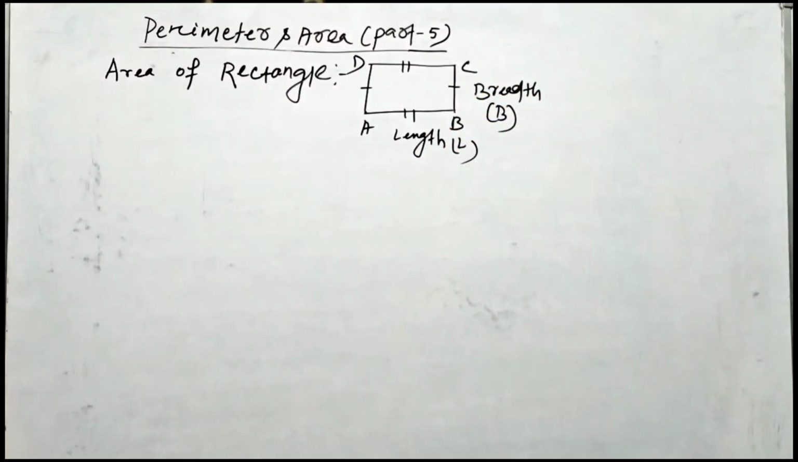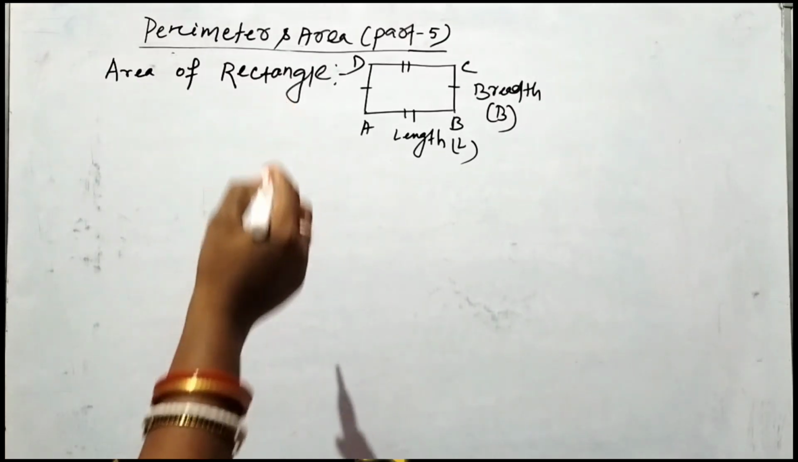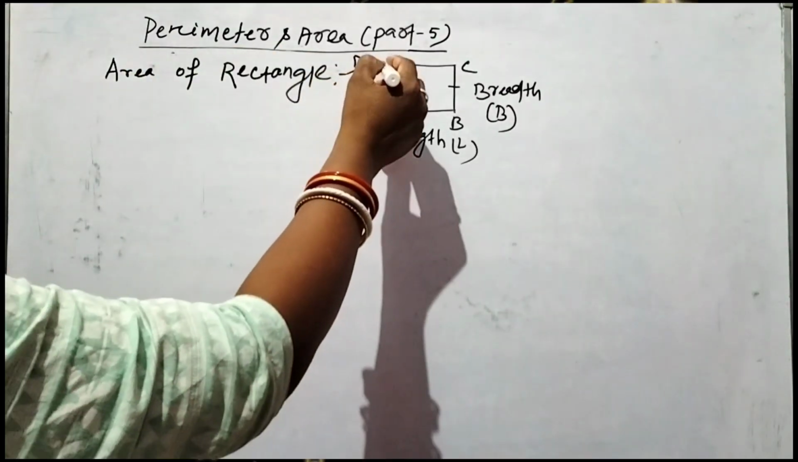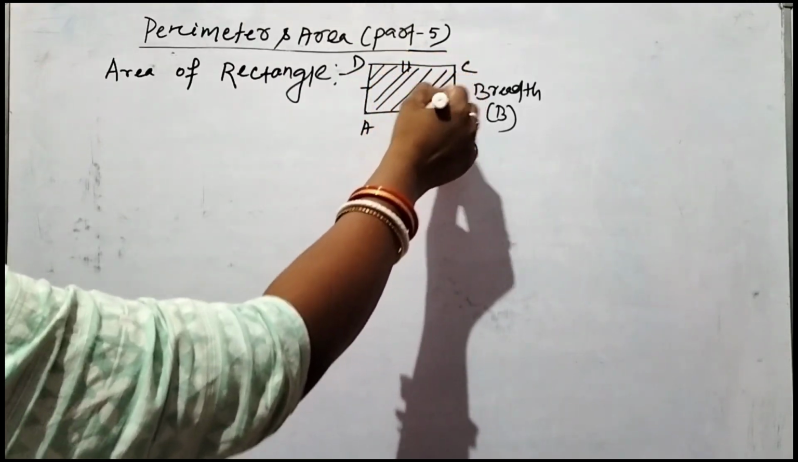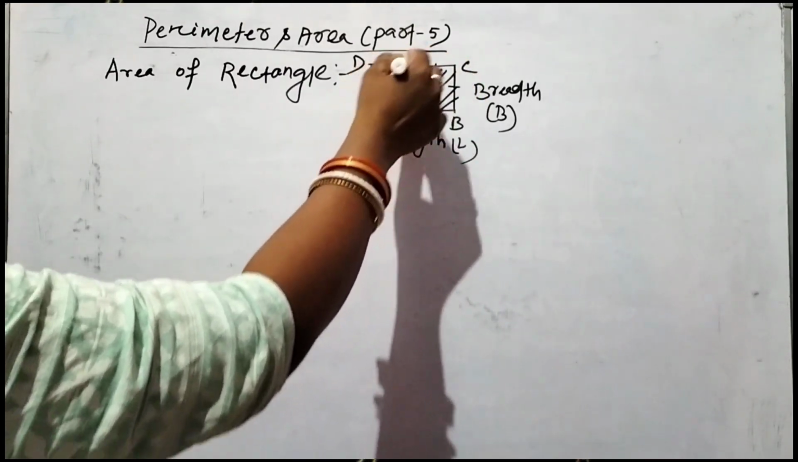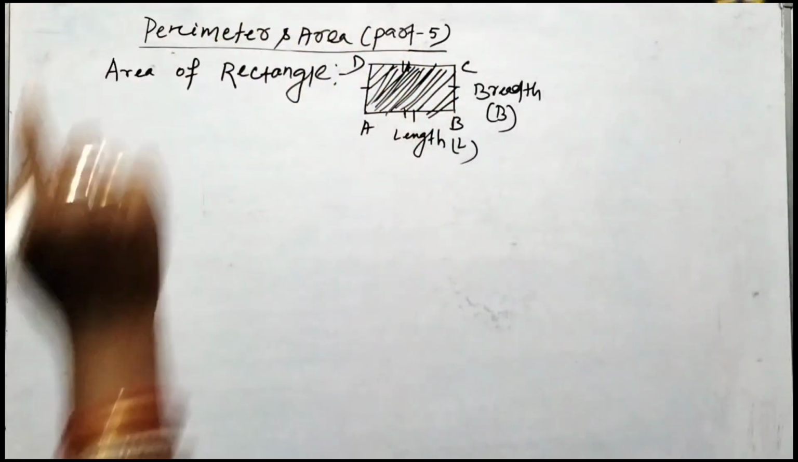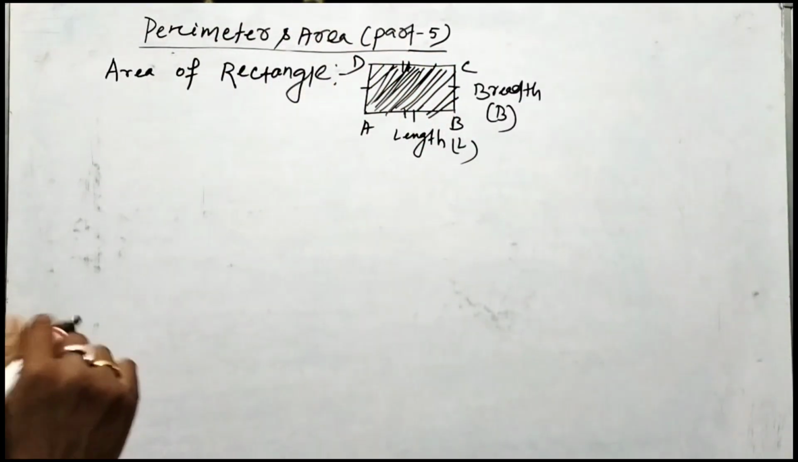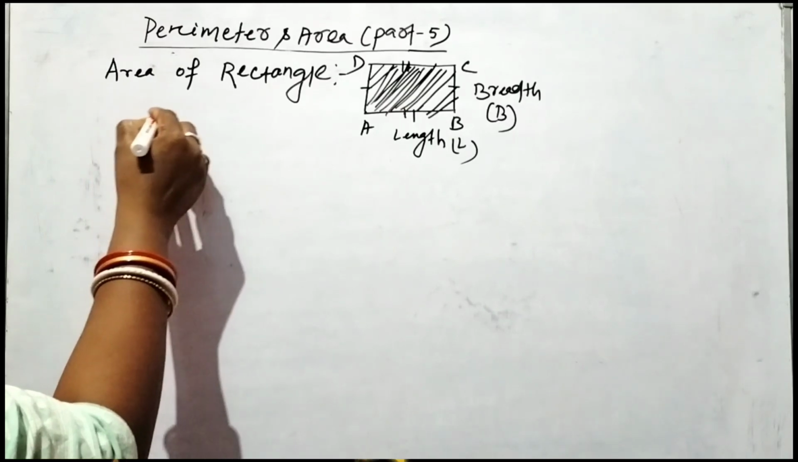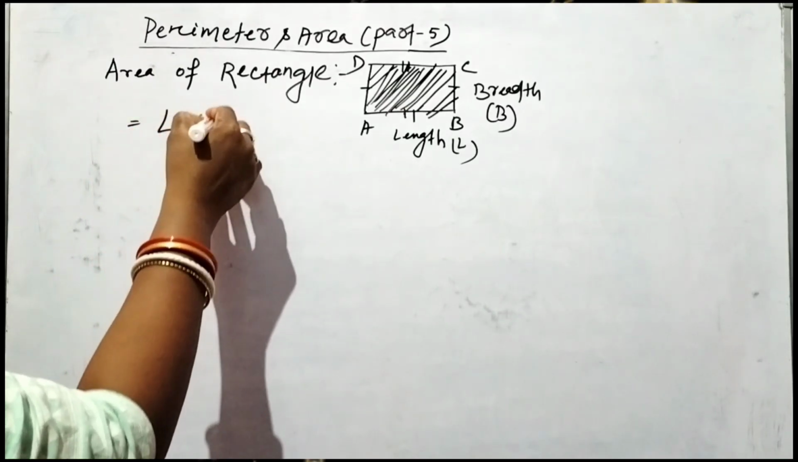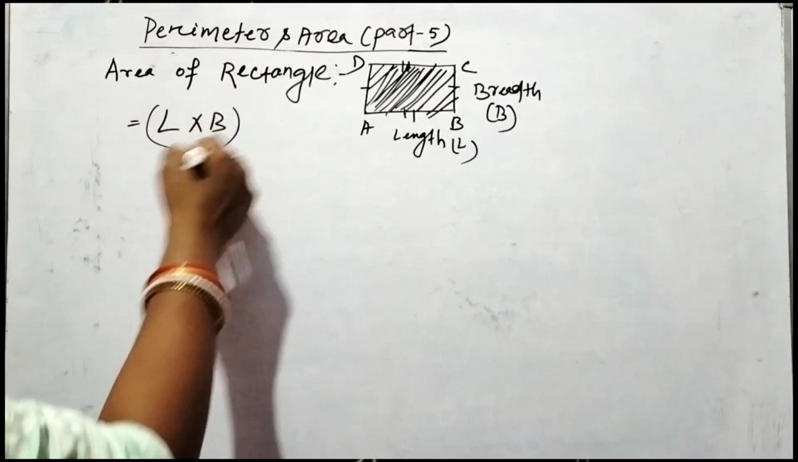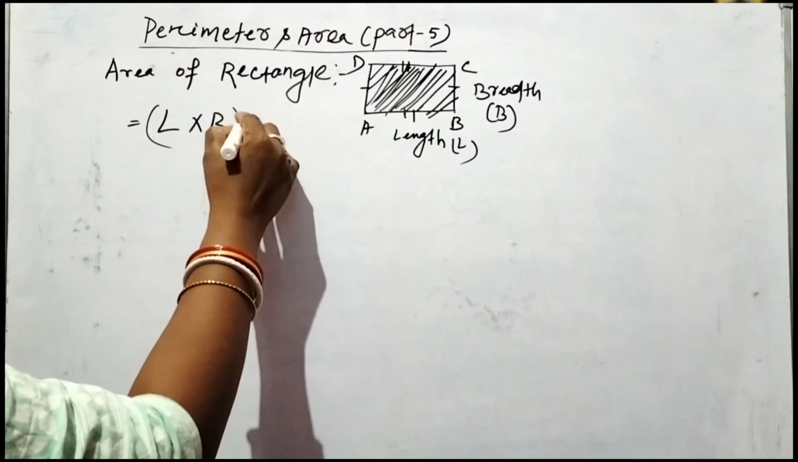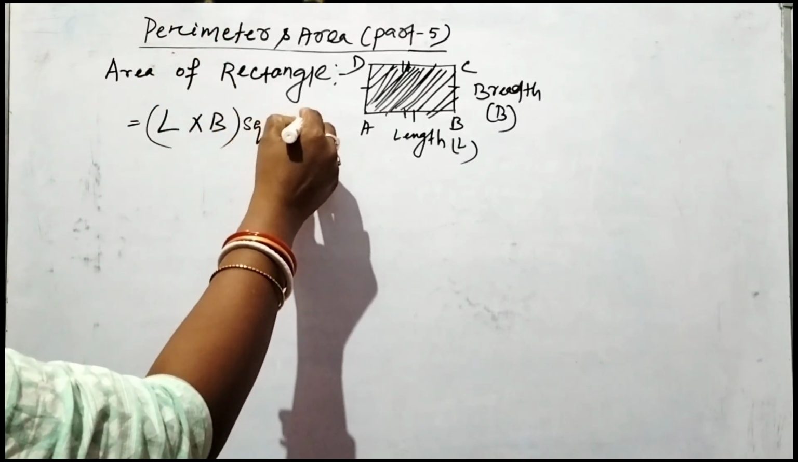Then how to find out the area of the rectangle? Area means the portion or the region enclosed by the rectangle. The sum of all the sides around is the perimeter of the rectangle. So area is equal to length into breadth, L units into B units. Area is always measured in square units.